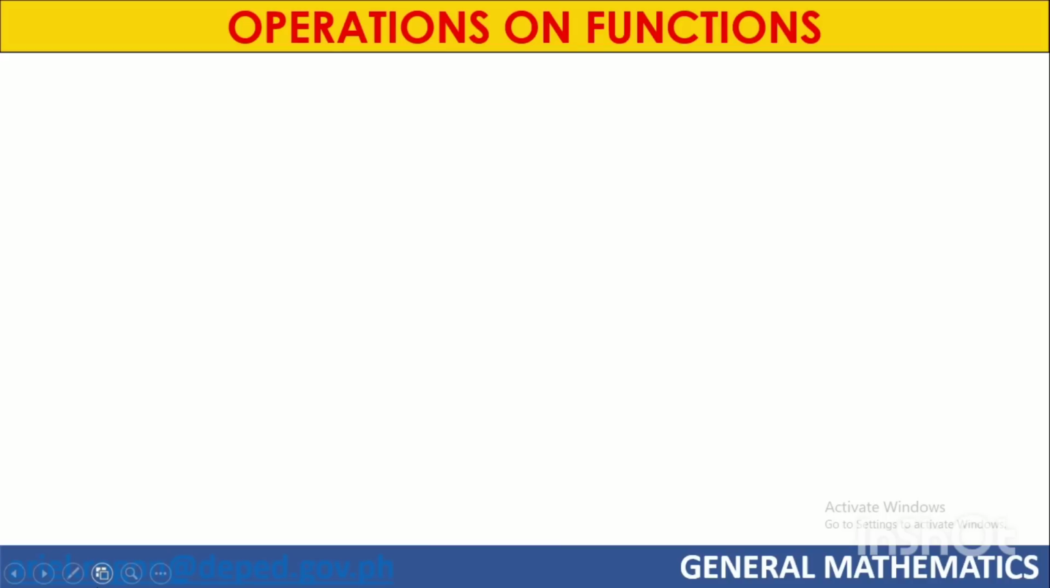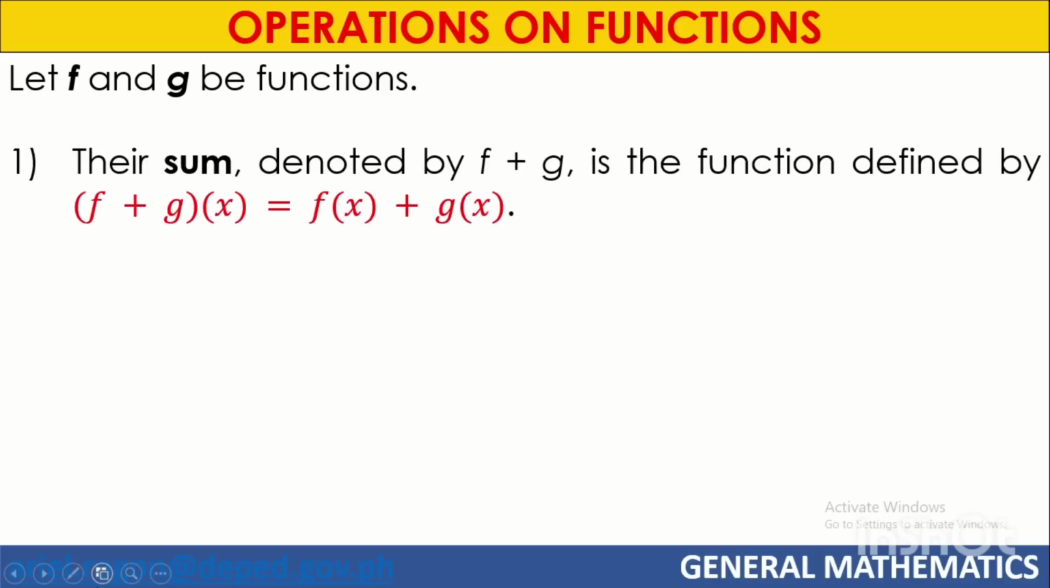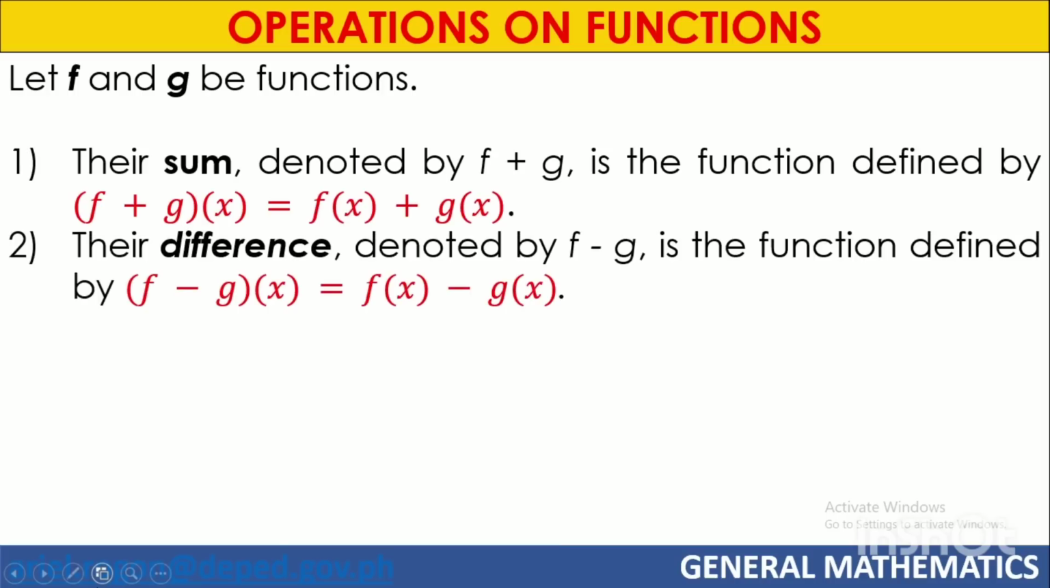Now, let's proceed to our topic, the operation on function. Let f and g be function. Their sum, denoted by f plus g, is the function defined by f plus g of x is equal to f of x plus g of x. Their difference, denoted by f minus g, is the function defined by f minus g of x is equal to f of x minus g of x.